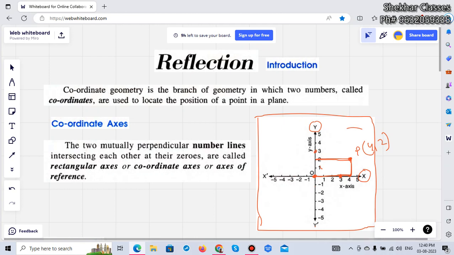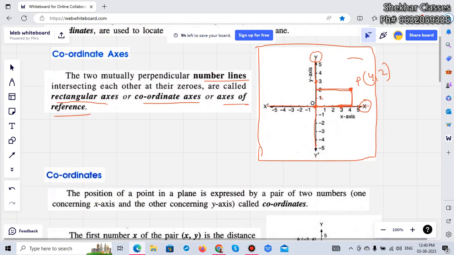These two mutually perpendicular lines intersecting each other at their zeros are called rectangular axes. We also call it the coordinate axis and the axis of reference. It has different names: rectangular axis, coordinate axis, or axis of reference. This is the number line from left to right, and another number line perpendicular to it. I think you're aware of it, so I didn't need to explain those again.